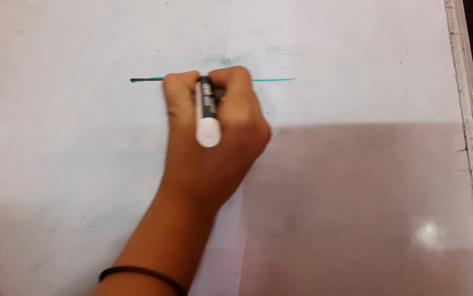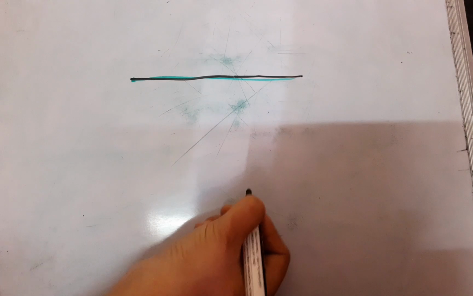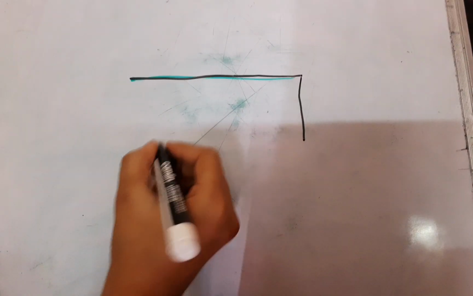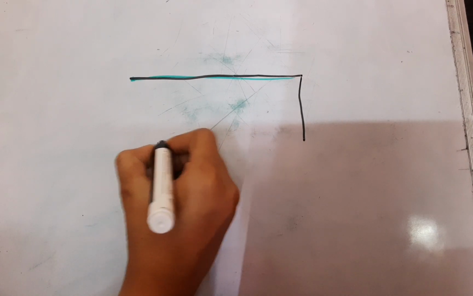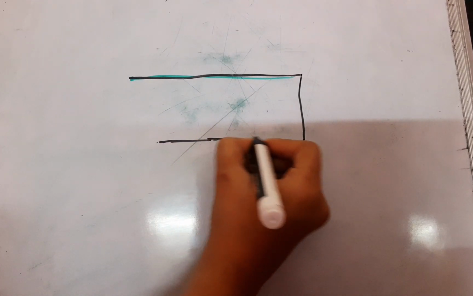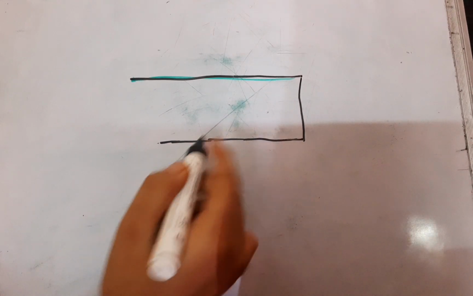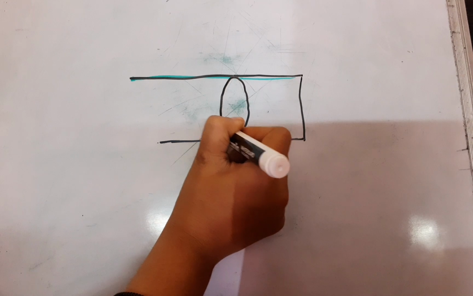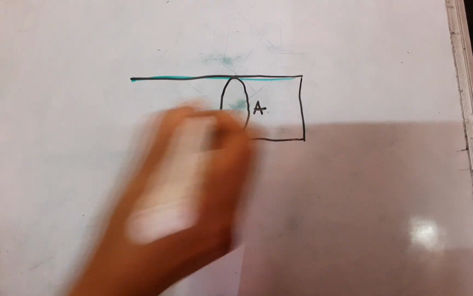Let me draw properly. So this was your one object, and it's having an area A.